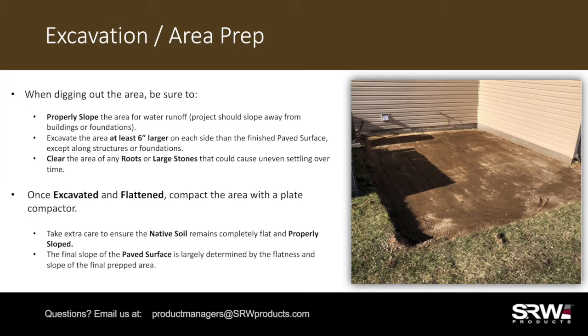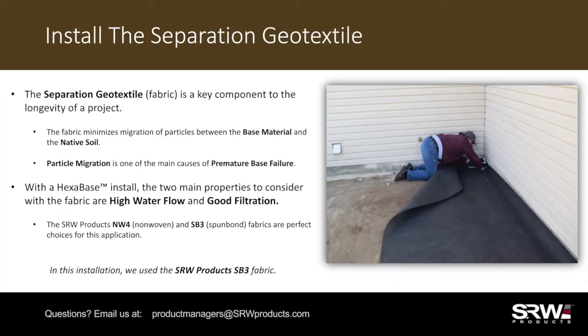After you've excavated the entire area and raked it flat, compact the area with a plate compactor. Take extra care to ensure the native soil remains as flat as possible and stays properly sloped during this step. The final slope of the paved surface is largely determined by the flatness and slope of this final prepped and compacted area. Next up, we're going to install the separation geotextile.